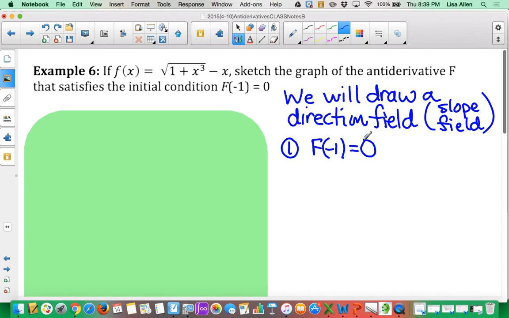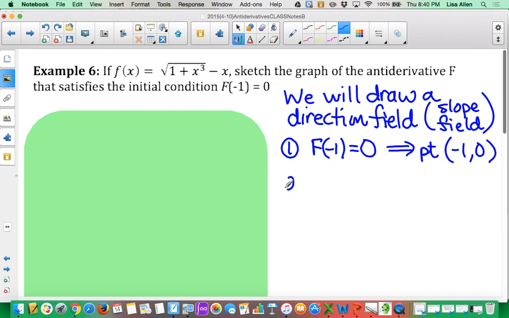Now I know on your notes you have a graph, and I've got my graph covered up at this point. That means you are going to pause the video and draw some of the graph. But let's get this information organized first. So we know that we have the point negative 1, 0 on the graph of capital F, the antiderivative.